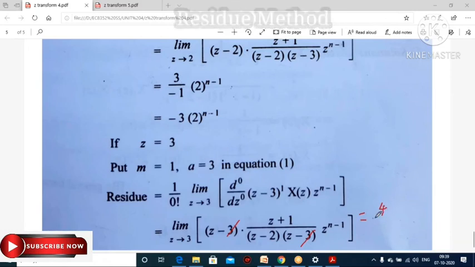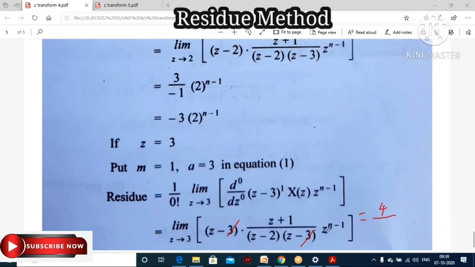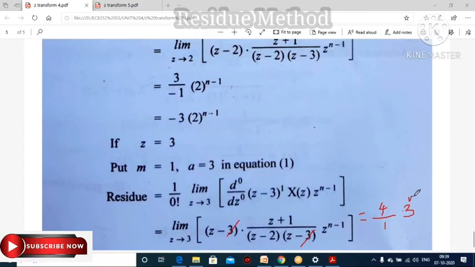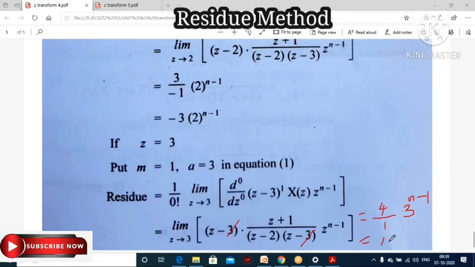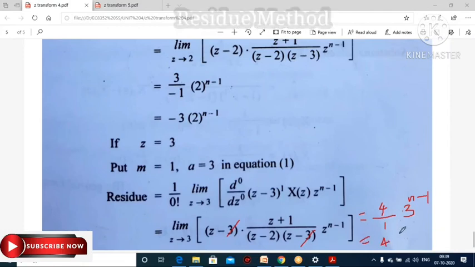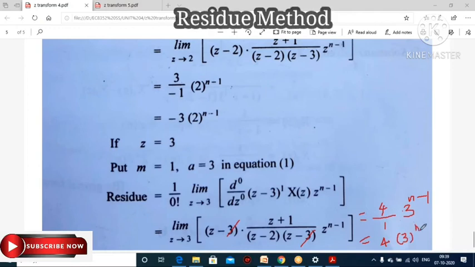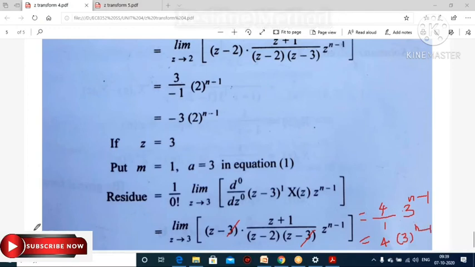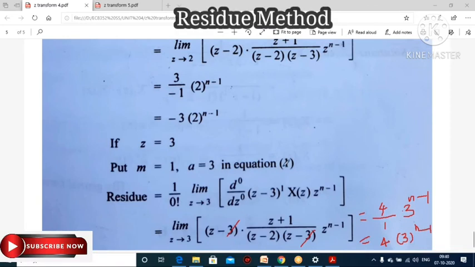3 plus 1 is 4, divided by 3 minus 2. 3 minus 2 is 1. So 1 into z is 3, so I put here 3 power n minus 1. Okay. So your result becomes 4 into 3 whole power n minus 1. This is your result. So for the final result, I write down the following.